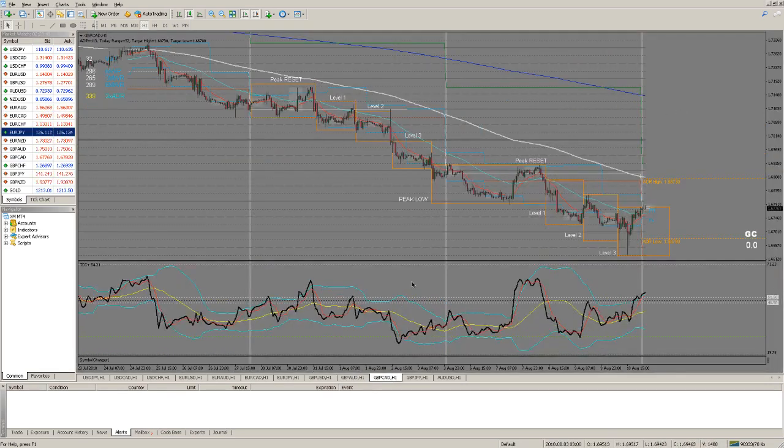Okay, GCAD, we're looking at also another pair that's similar to ECAD that just kept resetting on us. And we have a peak reset, level 1, level 2, level 3.